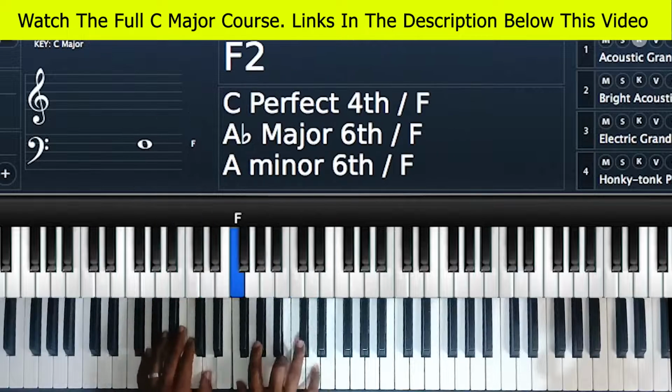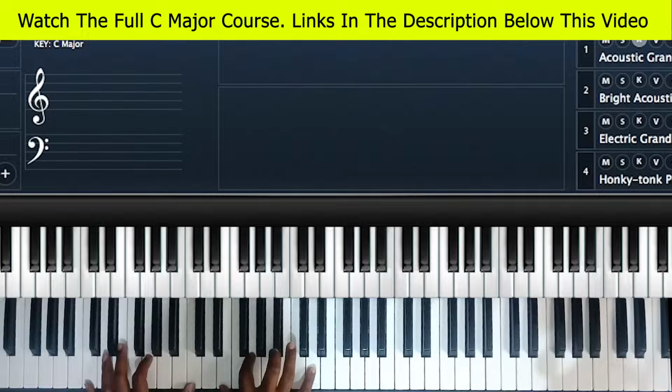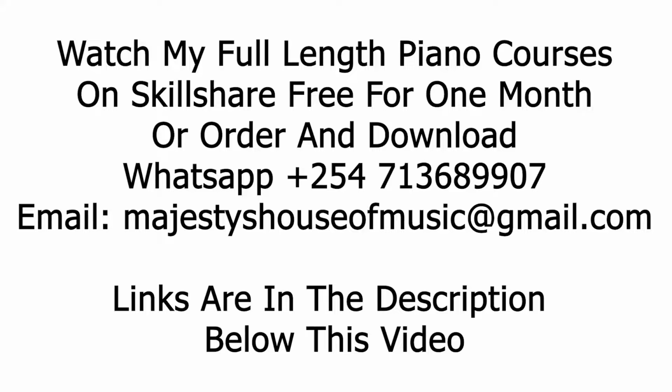2, 5, 1. So that's just my own composition. But I'm trying just to play that to help you now see practically situations where you'll see this progression. So try to use those voicings when you're playing and see what a difference it makes to your playing.